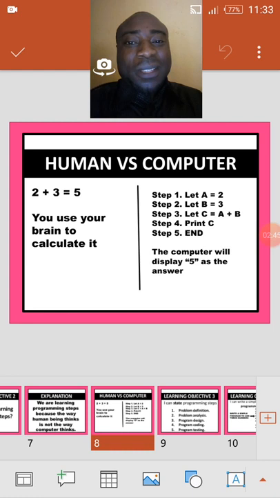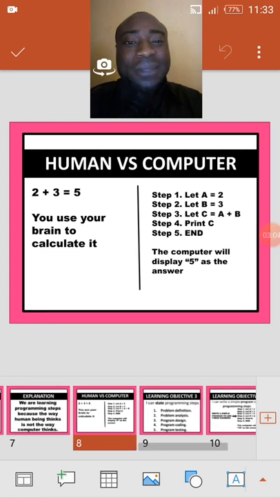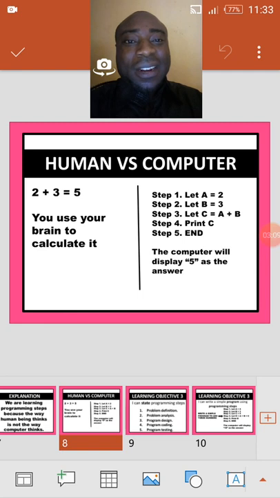If you have to calculate 2 plus 3 as a human being, your brain will tell you the answer is 5. But a computer cannot calculate it that way. For a computer to calculate 2 plus 3, it must follow a series of steps or instructions that you can see at the right hand side of the board. So that's why you have step 1 to 5.